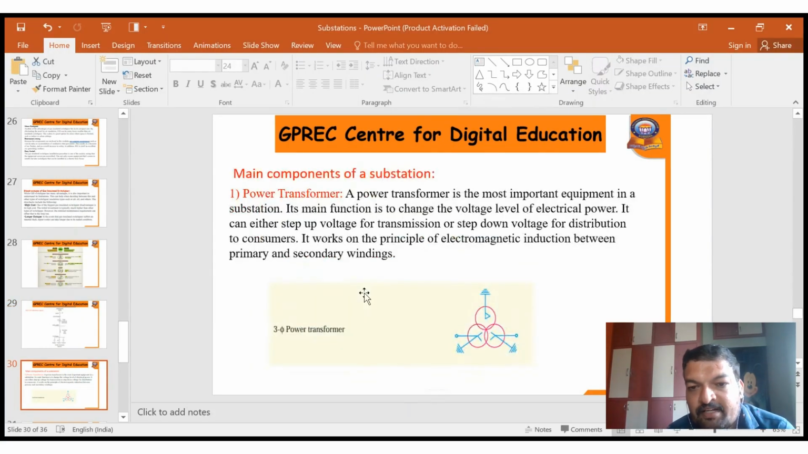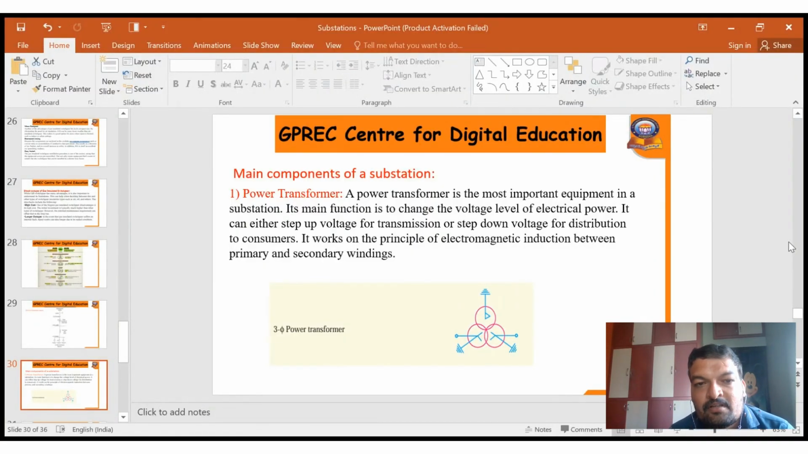So the first one is the power transformer. Generally 33 by 11 kV is a three-phase transformer. The first equipment that we are using in the substation is the power transformer. It is one of the major equipment used in the substation. The main function of the transformer is to change the voltage level of electric power. The voltage level can be changed through the power transformer. It can either step up voltage for transmission or step down voltage for distribution to consumers.